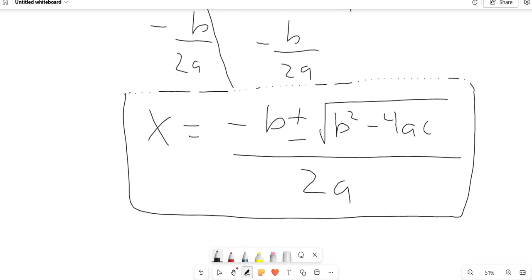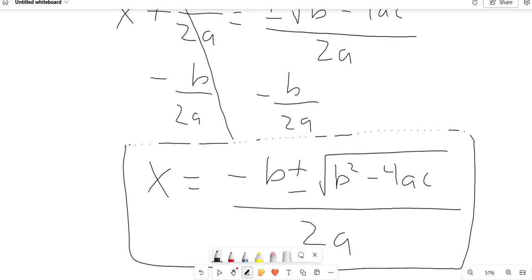This concludes today's lesson. This has been an explanation of how the quadratic formula, commonly used in algebra, was derived. It was basically a matter of completing the square on the general form of a quadratic equation.